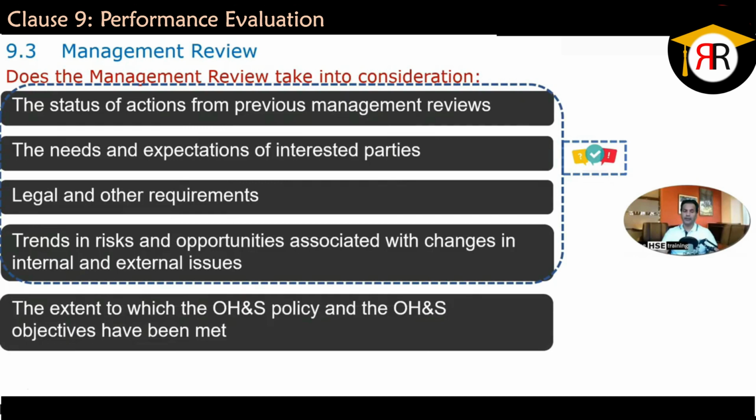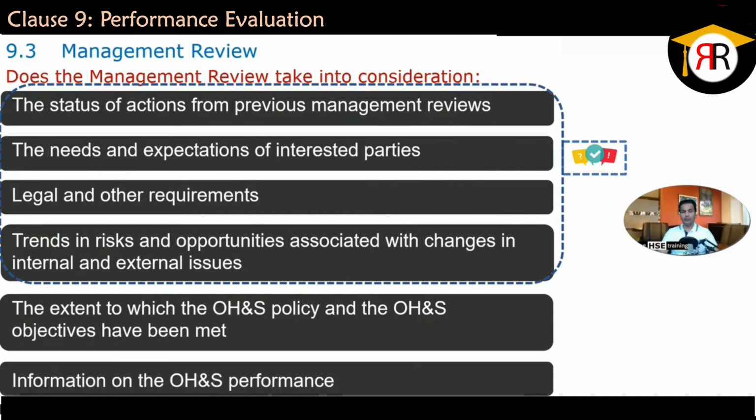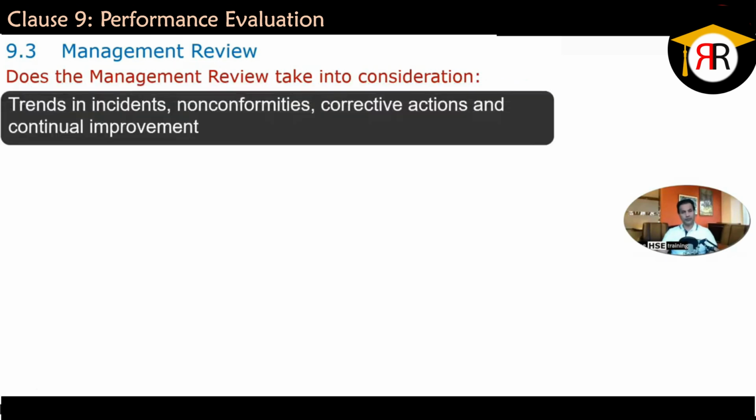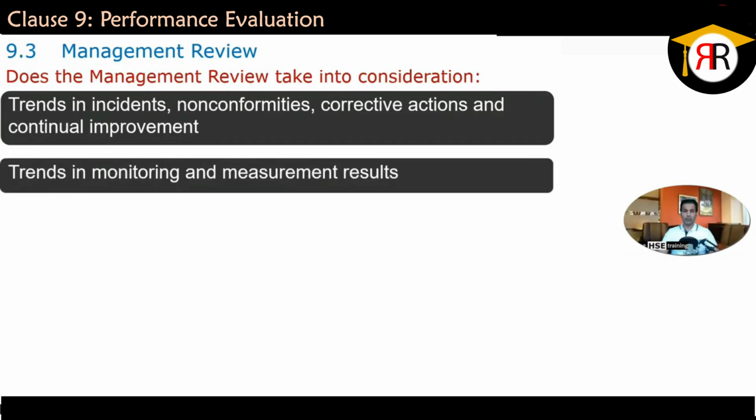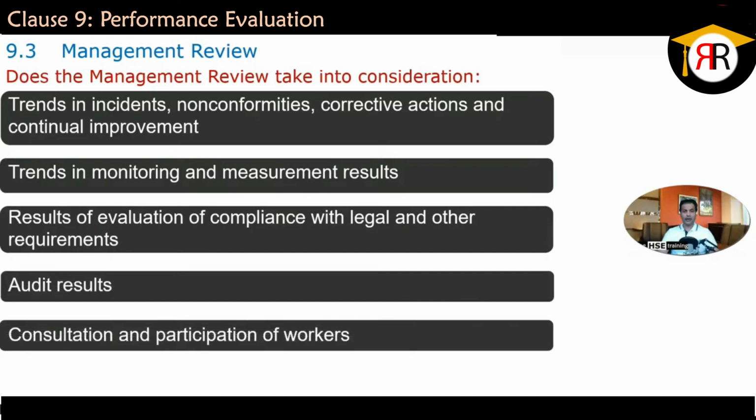Let's not forget the extent to which the OHS policy and the OHS objectives have also been met. They have to be reviewed. And information on the performance of the OHS management system. There are other factors to also consider, like trends in incidents, non-conformities, corrective actions and continual improvement, trends in monitoring and measurement results, the results of evaluation of compliance with legal and other requirements, mustn't forget audit results, and consultation and participation of workers.